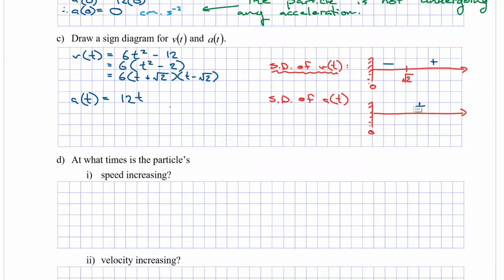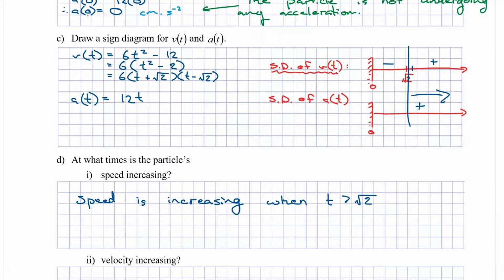So what we find is that speed is increasing when t is greater than the value of root 2. Because remember, it's from there onwards that we see an increase, because that's when both of the signs are positive. If they happen to be both negative at some point in time, then we'd see it increasing in the negative direction, but in this case it's only positive acceleration.